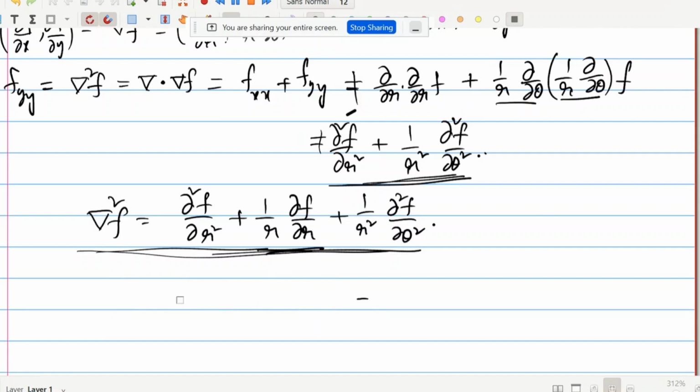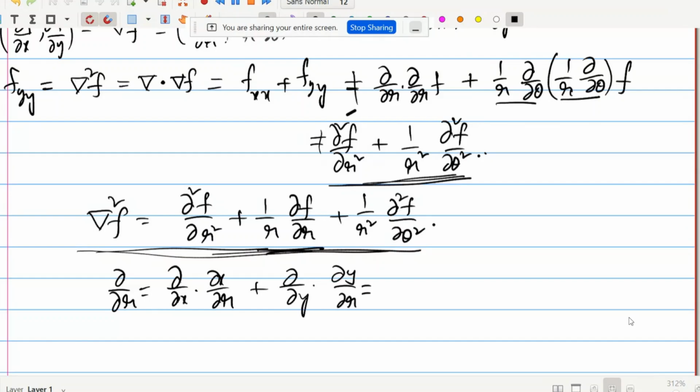So let me write it in a reverse way. So that is ∂/∂r, if you want. ∂/∂r equal to ∂x/∂r times ∂/∂x, plus ∂y/∂r times ∂/∂y. That's easy, no? So what is this one? This gives you cos θ, since ∂x/∂r, with x equal to r cos θ, gives cos θ ∂/∂x, plus sin θ ∂/∂y. So this is your ∂/∂r.